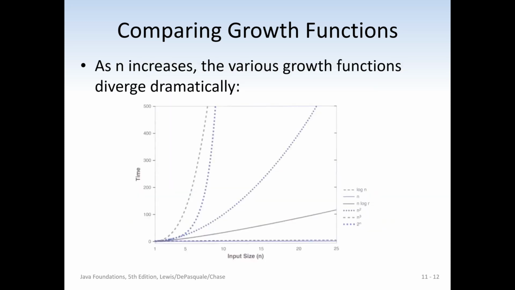Okay? So we can look at some functions and sort of get a feeling for this. Here are all the functions that we've been talking about. We've got 2 to the n, n cubed, n squared, n log n, and then log n. And you see that these things, even at size 25, diverge a lot, right? For input size n, the time complexity diverges a lot for these different functions. You see that the exponential one just goes through the roof, right?